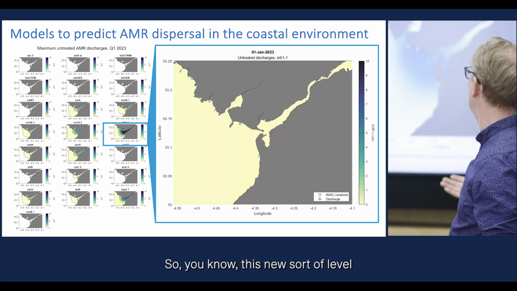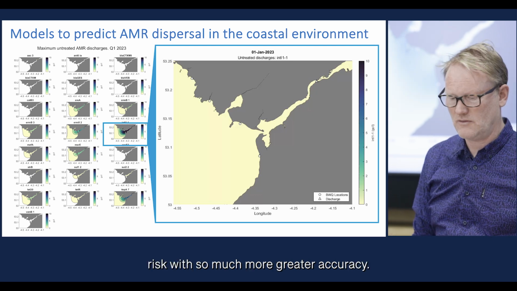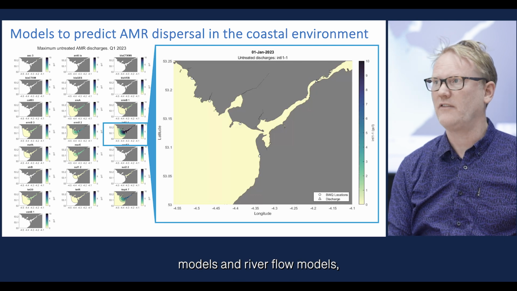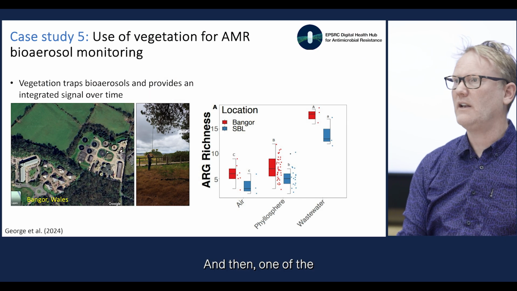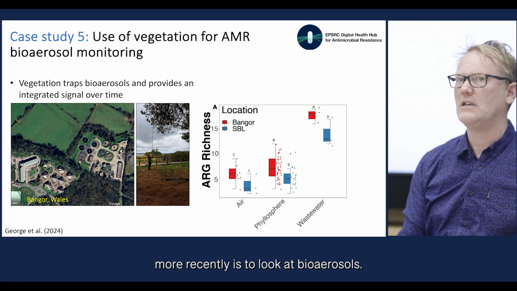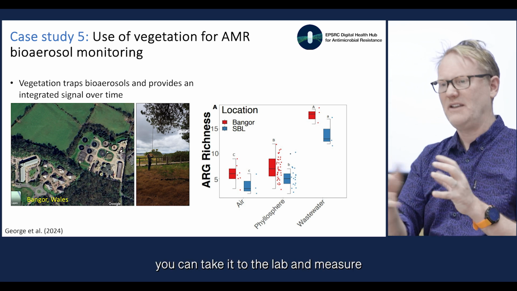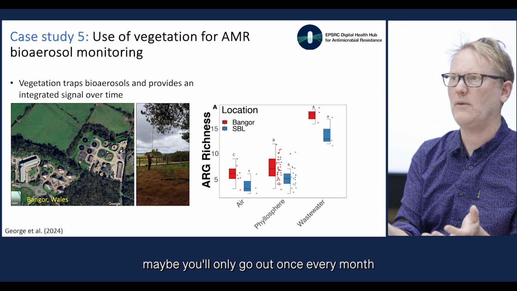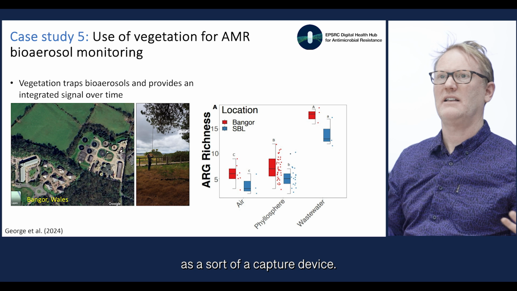So this new level of hydrodynamic modelling allows us to predict risk with so much greater accuracy. What we need to do now is link this up to Met Office models and river flow models so we can do it in quasi-real time. And then one of the more quirky approaches that's been around more recently is to look at bioaerosols. You can capture bioaerosols with a filter device that sucks in the air, and then you can take it to the lab and measure what's in it. But that only allows you to go out maybe once every month or something and do that. But you can use trees as a capture device.